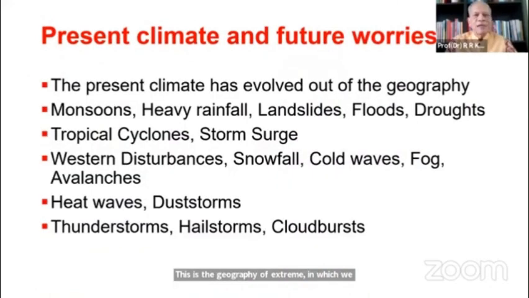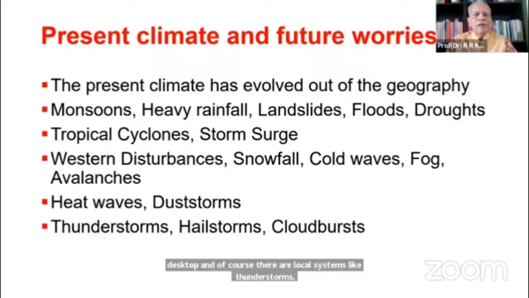It's difficult even to understand the climate of South Asia. It's extremely complex. In fact, South Asia is called the land of the monsoons. It brings in heavy rainfall, landslides, floods, and droughts. There are 2 oceans around us. So we have tropical cyclones with their storm surges. There are low pressure systems which move across South Asia from west to east, bringing snowfall and cold waves. We have a desert that results in heat waves and dust storms. And of course, there are local systems like thunderstorms.